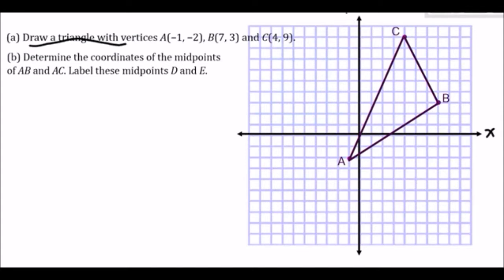So I'll just put XY here, so I said I did it. So that's part A. Determine the coordinates of the midpoints of AB and AC. Label these midpoints D and E. So AB is this line segment here, and somewhere around here is a midpoint, and we want to find it. And AC is this line here, and again, somewhere around here is a midpoint, and we need to find it. So let's use the midpoint formula. So let me just remind you that the midpoint between 2 points can be found using this formula.